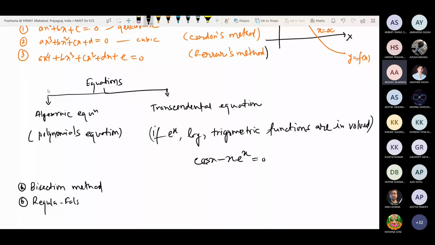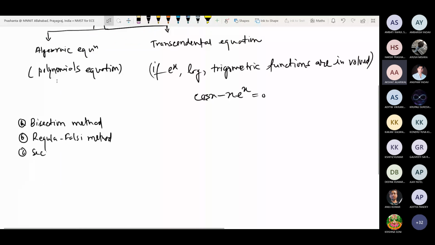Then we'll study the second method. Then we'll study the Newton-Raphson method. Newton-Raphson method. Then the simple general iteration method.